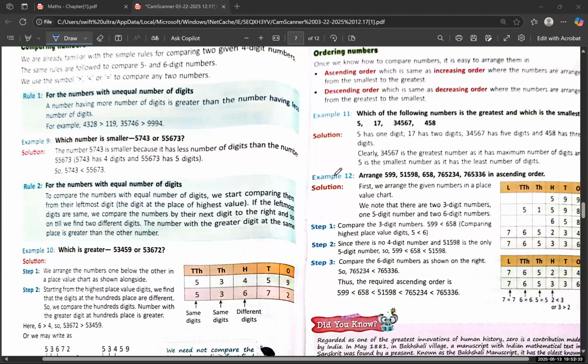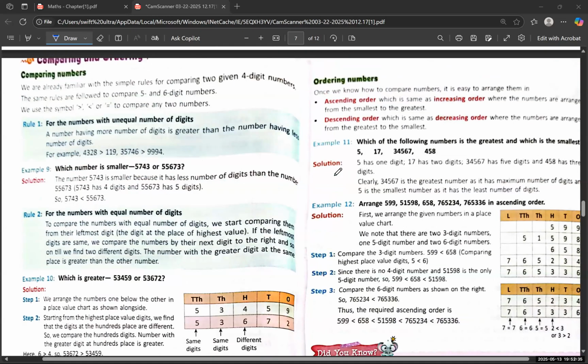I was saying that we will do word problems next.